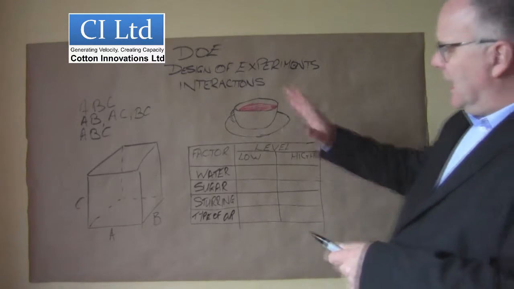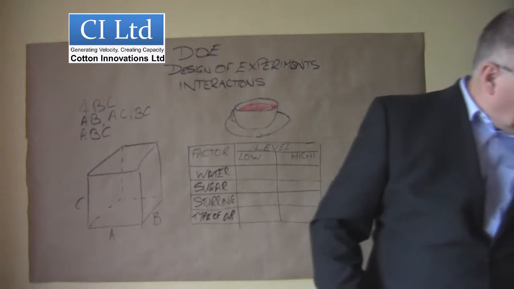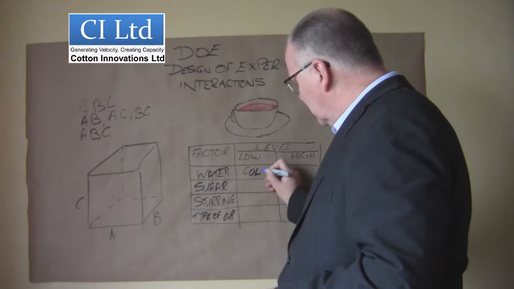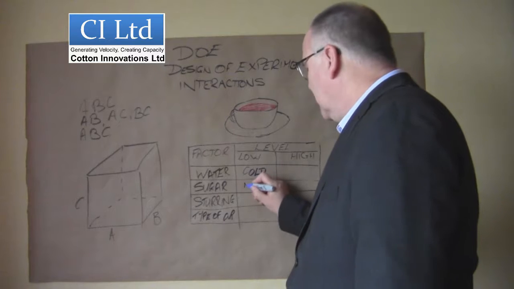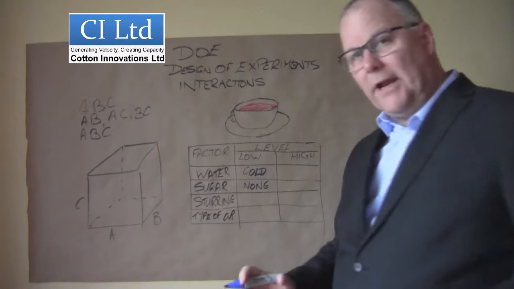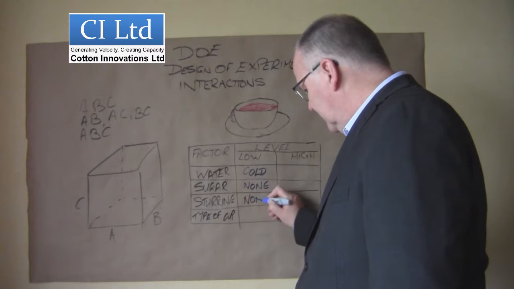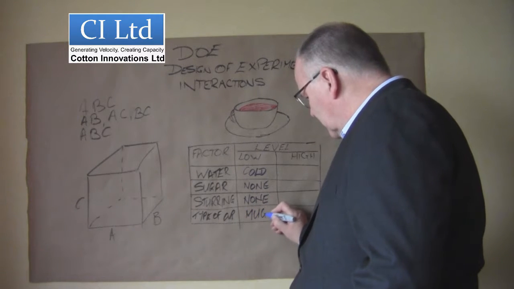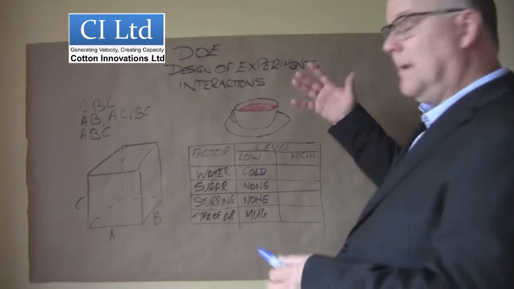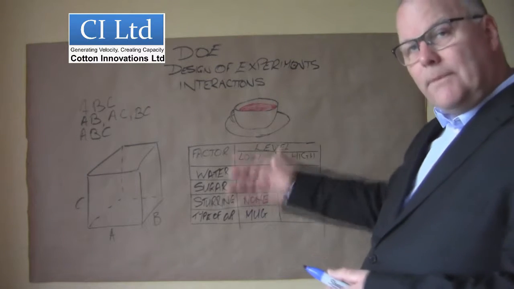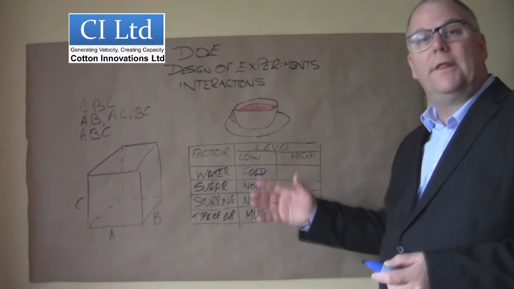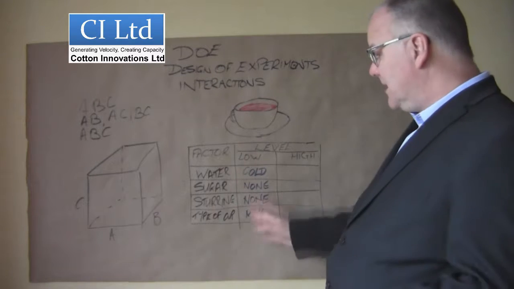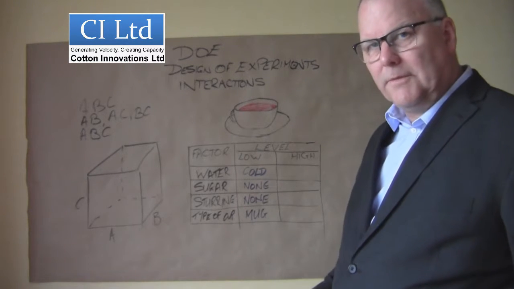So we now need to identify each of these as a high or a low. For the lows, we'll put these in blue: the water will be cold, sugar will be none, stirring, no stirring, and type of cup, we're going to use a mug. So we're going to set up 4 experiments where we're going to look at making tea with cold water, making tea with no sugar, making tea with stirring, and making tea in a mug. What we're trying to make, remember, is a sweet cup of tea. What we will conclude from this experiment is none of them will make a sweet cup of tea.